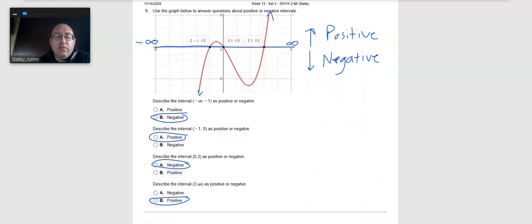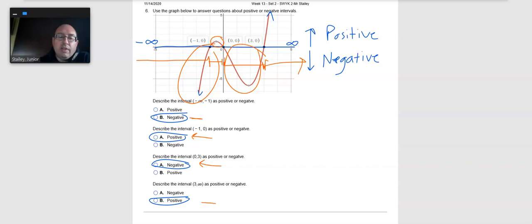Okay, let's take a look at this one, right? So everything from negative infinity up to negative 1, all of that looks like it's on the negative side. So that's why we marked that negative. How about from negative 1 to 0? Well, all of that looks like it's above the x-axis, so that would be positive. From 0 to 3, that all looks like it's below, so that's negative. And from 3 on to infinity, all of that looks positive to me. So all of that's in the positive realm.